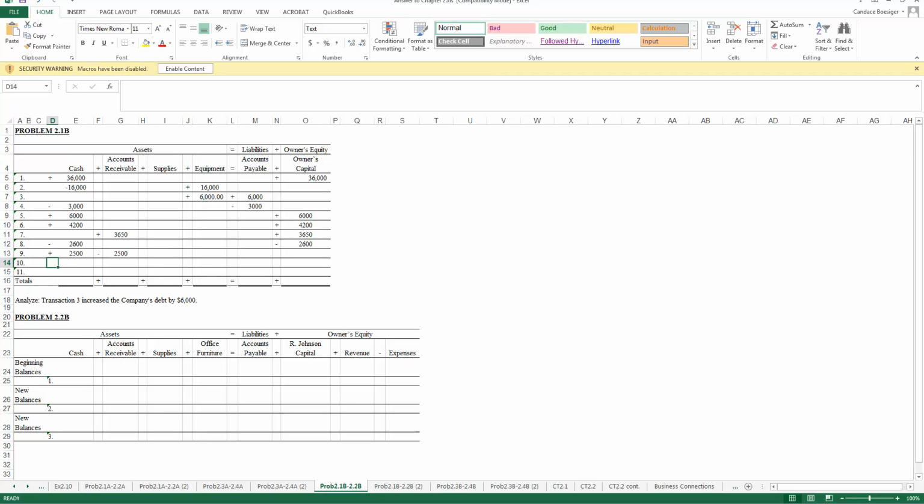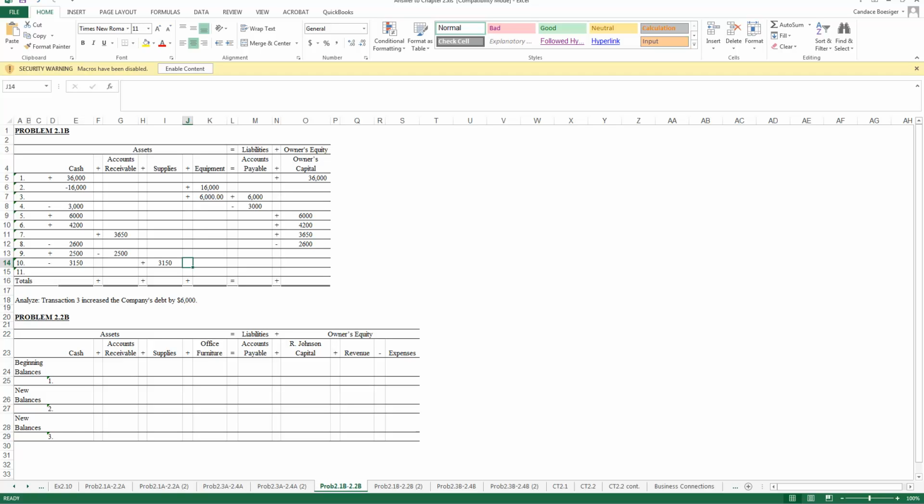Number 10, paid $3,150 in cash for office supplies. My cash is going to go down by $3,150, but my supplies are going to go up by $3,150.